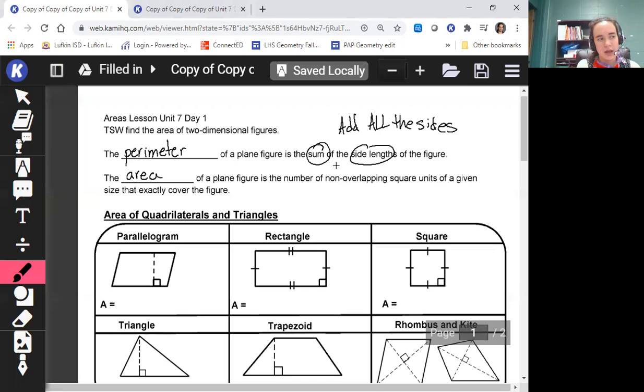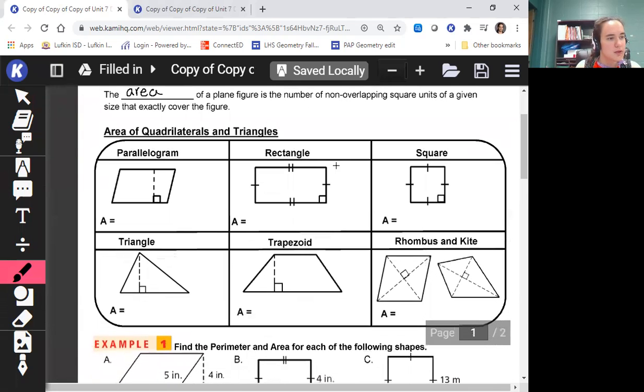Then to find the area of a figure, you're finding the number of square units that don't overlap in your figure. So we've got formulas. Most of these are on the formula chart. However, the formula for rhombus and kite, if I'm not mistaken, only shows for a rhombus. So you'll have to remember that it is also for a kite.